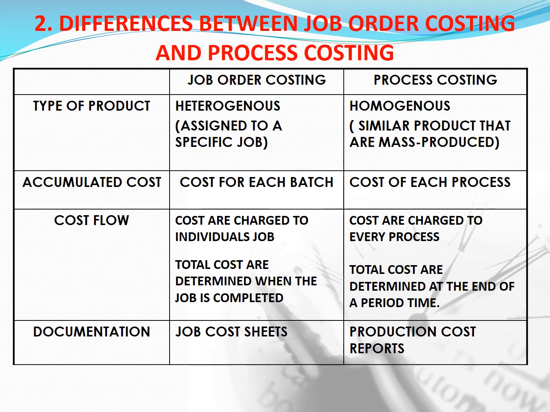Total costs are determined when the job is completed. Costs are charged to every process. Total costs are determined at the end of a period time. Documentation: job cost sheets, production cost reports.